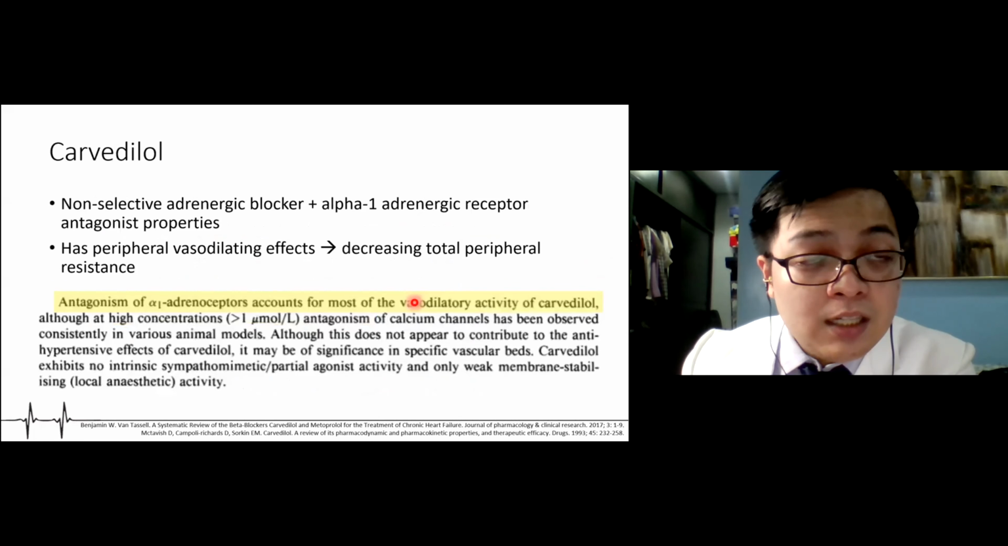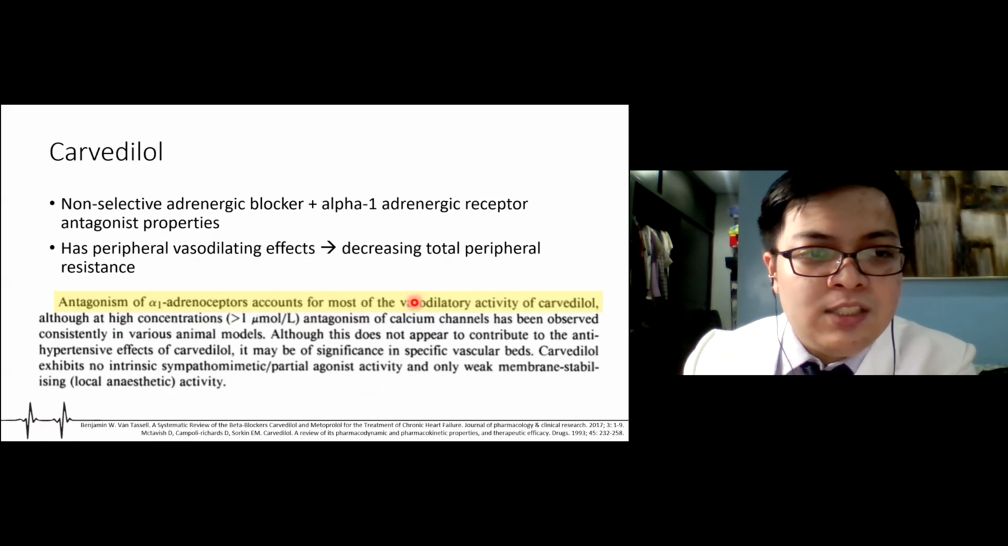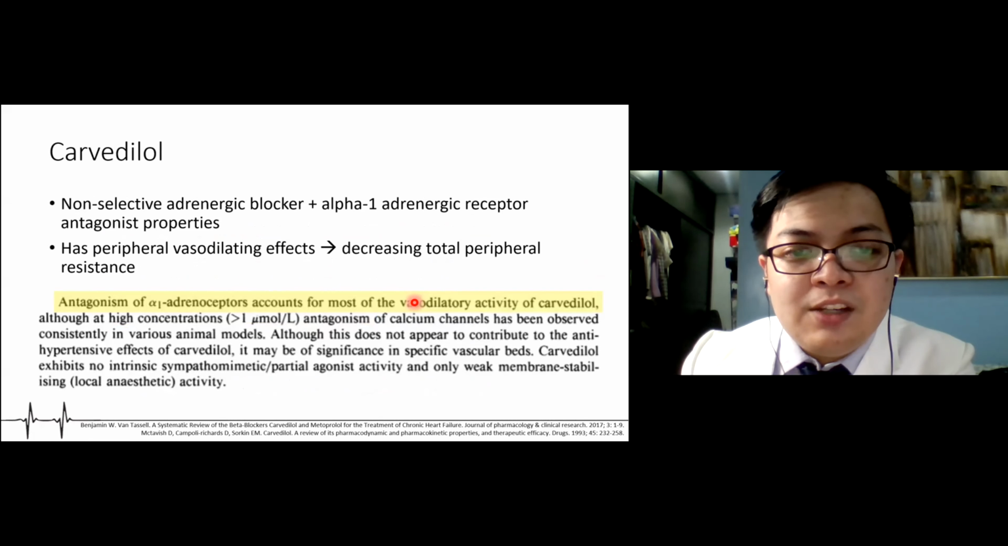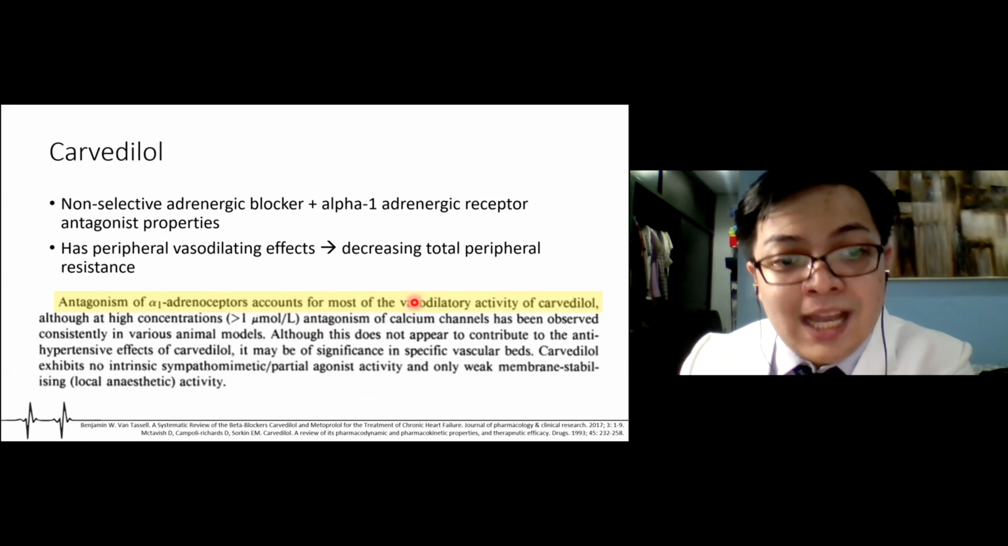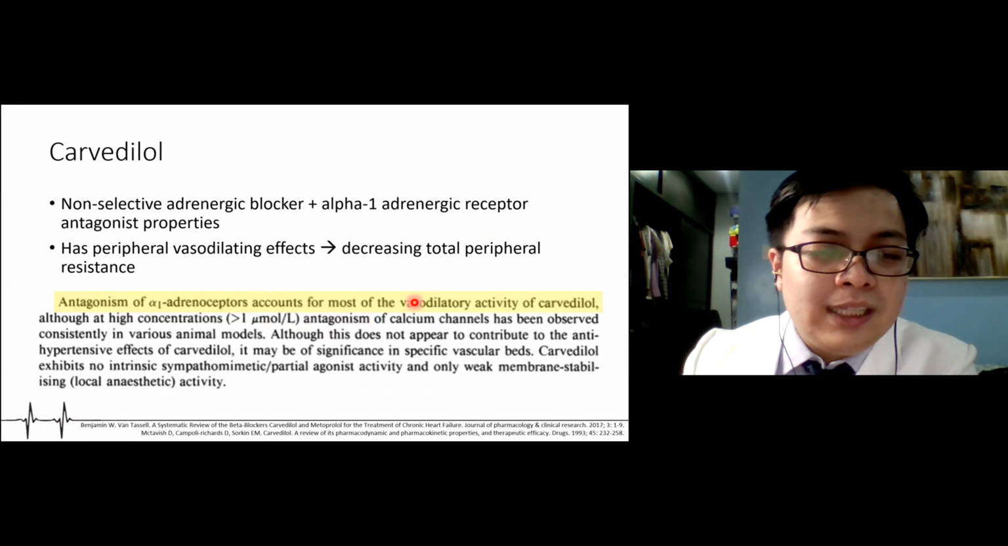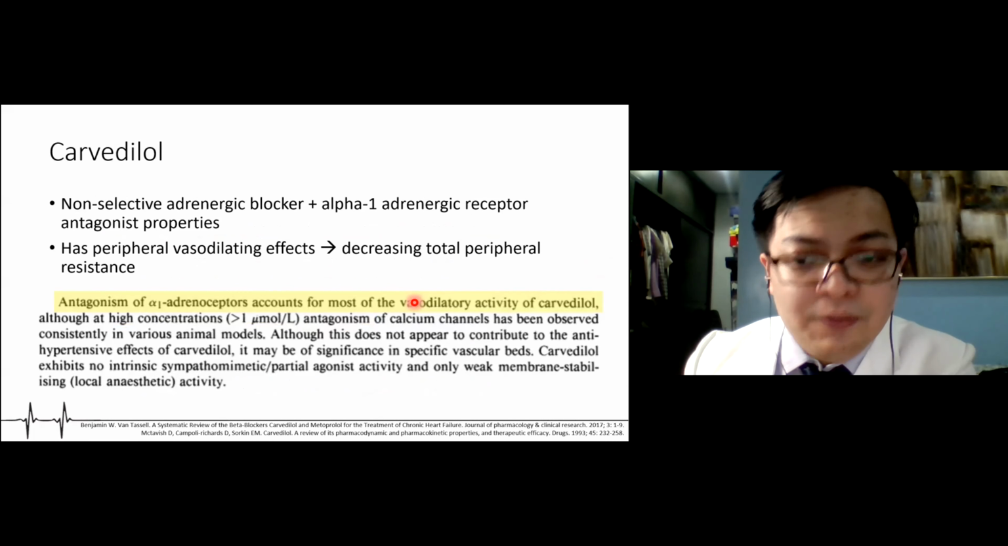And the last drug in study is carvedilol. It is a non-selective adrenergic blocker, and it also has alpha 1 receptor antagonist properties. So it has peripheral vasodilating effects which lead to a decrease in total peripheral resistance.